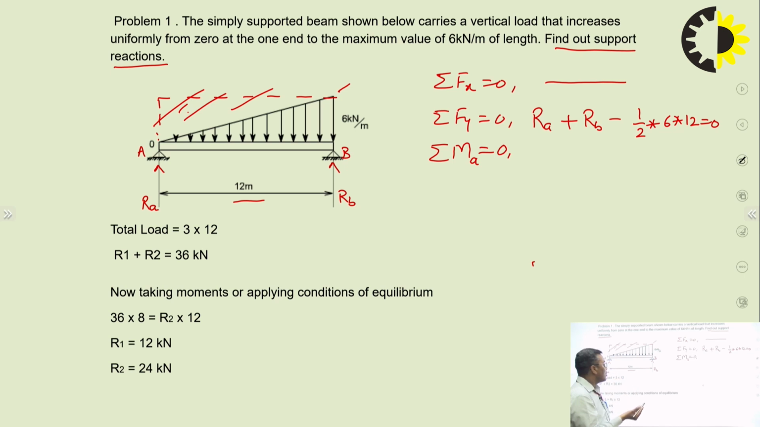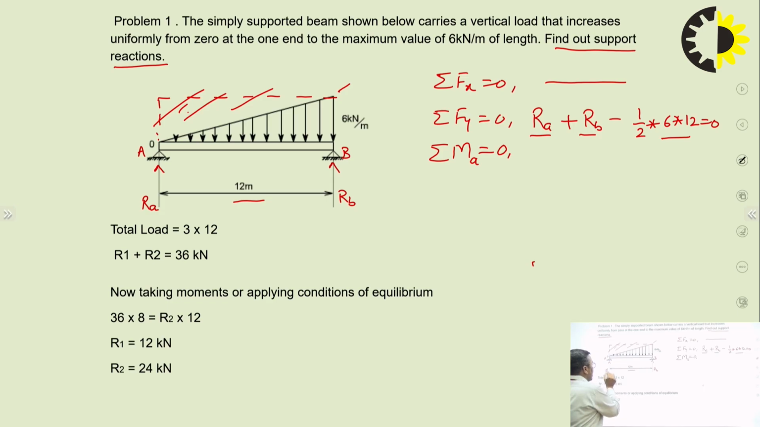Because of what? Because of the various forces. So how many forces are there? There are 3 forces we are observing in the question, 1, 2 and 3. So moment due to RA. Moment is what? It is a force into perpendicular distance.